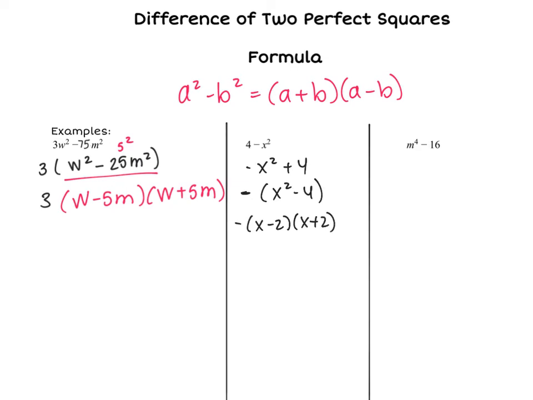The last problem might look like it's not a difference of perfect squares, but remember, just as before, m to the fourth can be written as m squared squared minus, and 16 is just 4 squared.